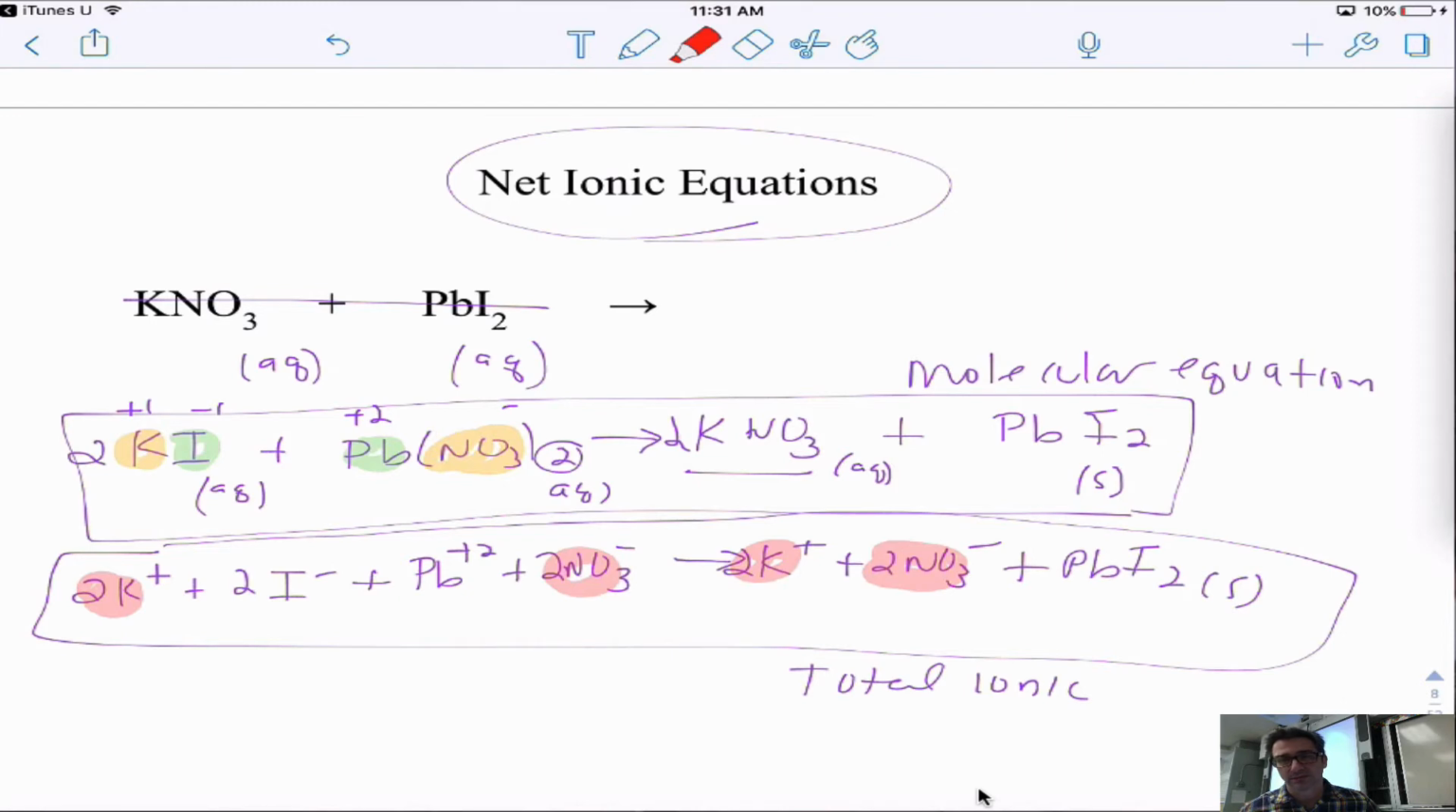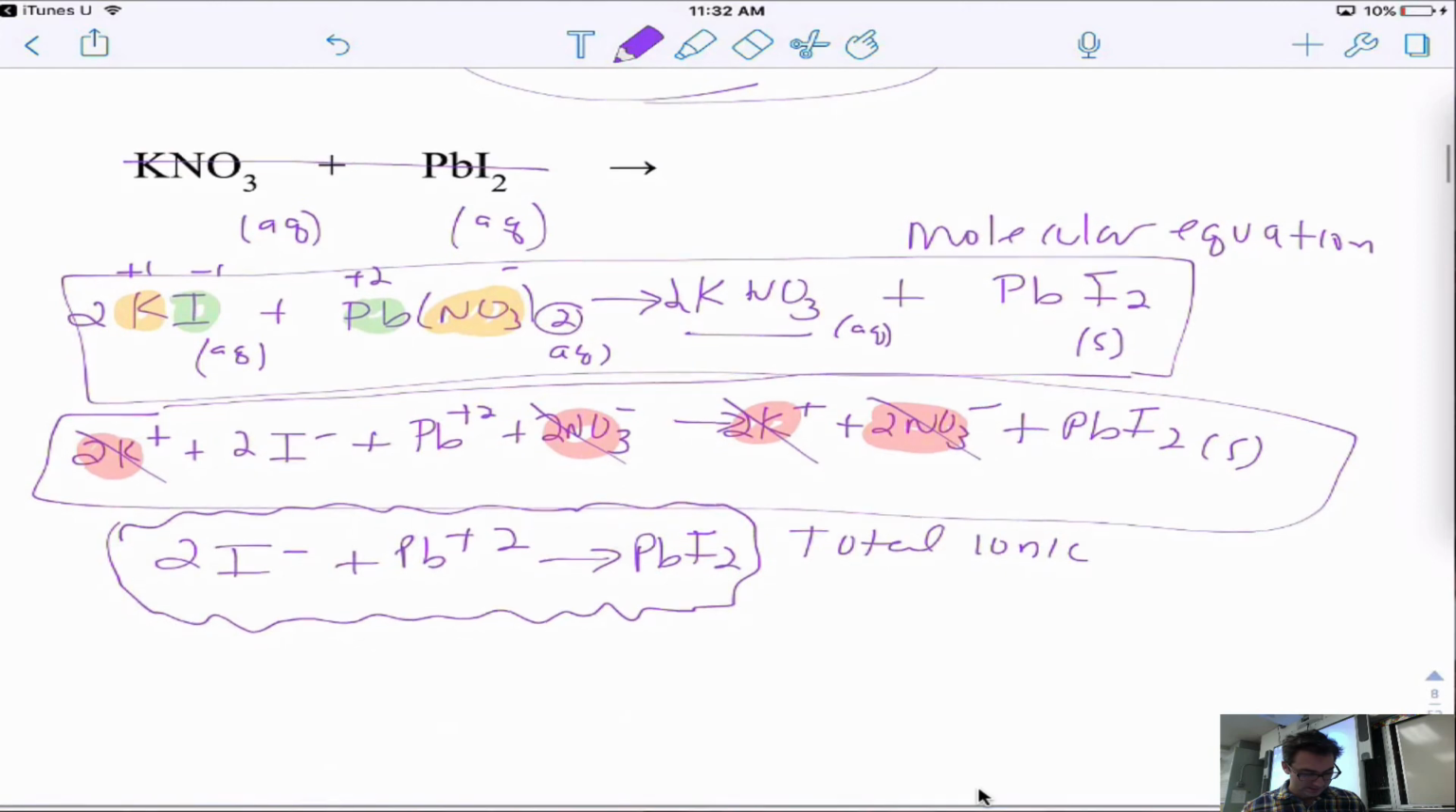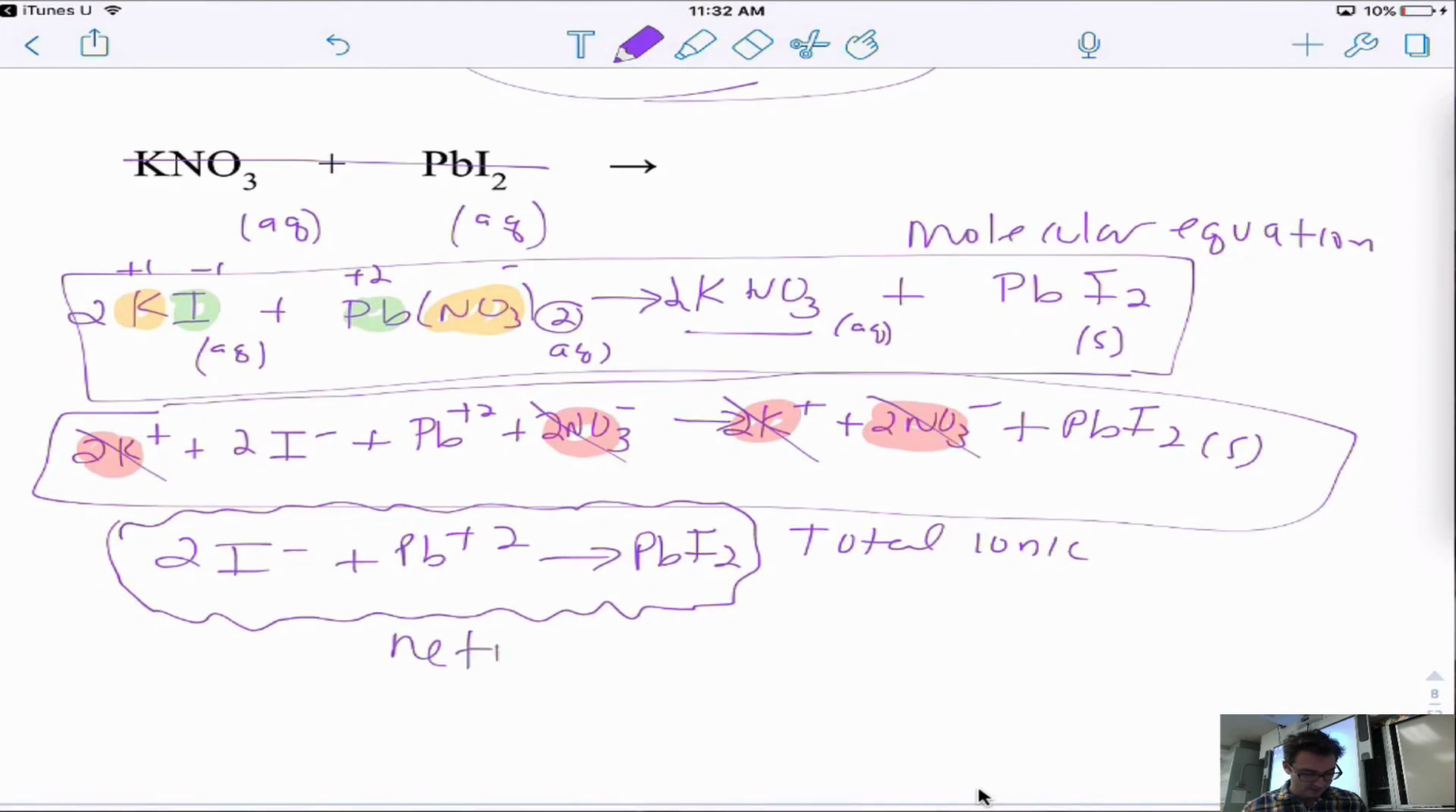And we're going to do the same thing here. We're going to cross out the 2 Ks and the 2 NO3s. They are going to cancel. And we are going to be left with 2I minus plus Pb plus 2 yields PbI2. And this last equation here, which I'll put a little squiggly line around, is what we're looking for. This is our net ionic equation.